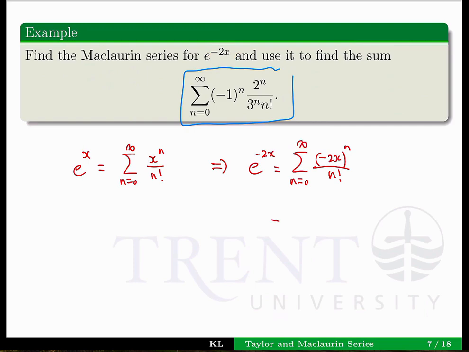And if we just separate the numbers like negative 2 from the variable x, we will have the sum from 0 to plus infinity of negative 1 to the n, 2 to the n, x to the n, divided by n factorial. So this is our e to the negative 2x.